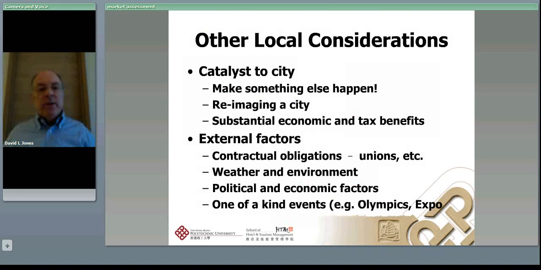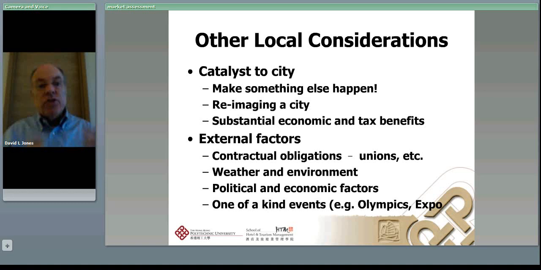Other positive factors when we think about building a convention venue include being a catalyst to the city. Make something happen, re-imaging the city. That's one of the reasons Moscone Center was built where it was in San Francisco. It didn't used to be a very attractive area. Now that area has grown up around it, and it's a very in place to live within San Francisco itself. Substantial economic and tax benefits can be brought into the city. That's a big factor.